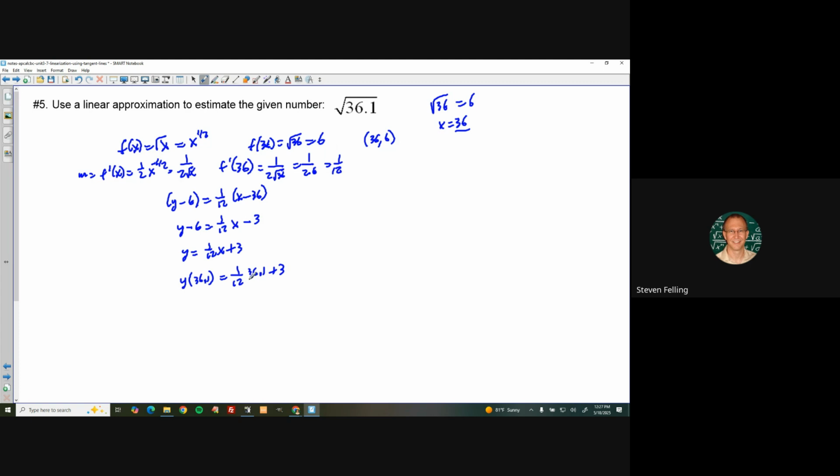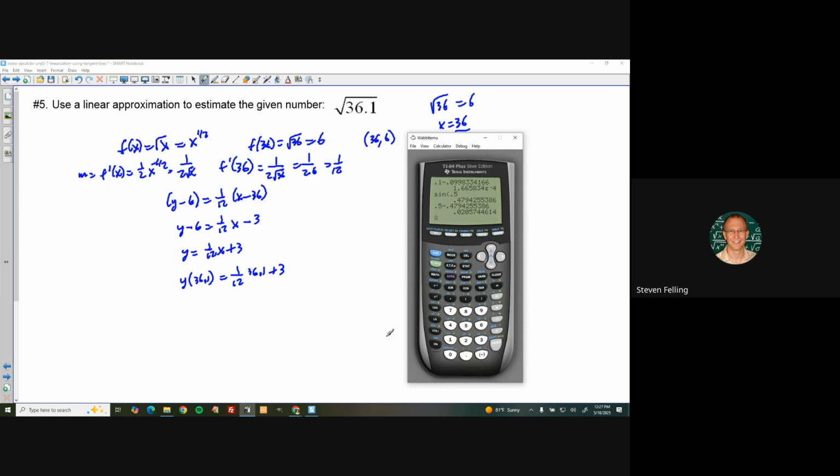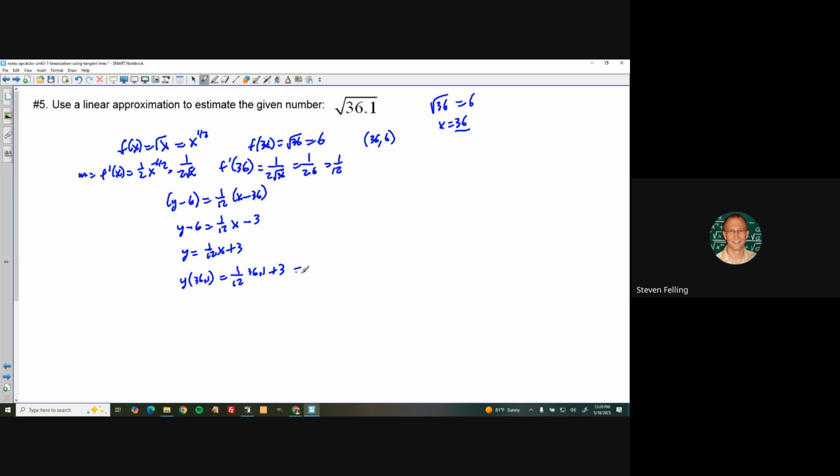Now, that would be hard to do without a calculator, so let's go ahead and just use a calculator. 36.1 divided by 12, and then add that to 3. It gives me 6.0083. So this is what they're asking for.